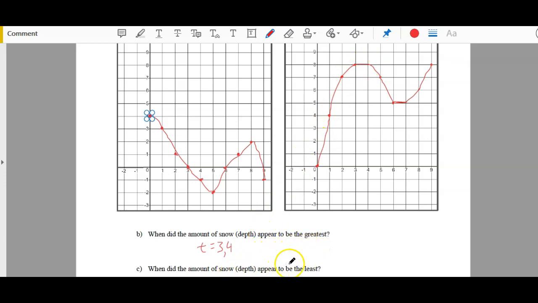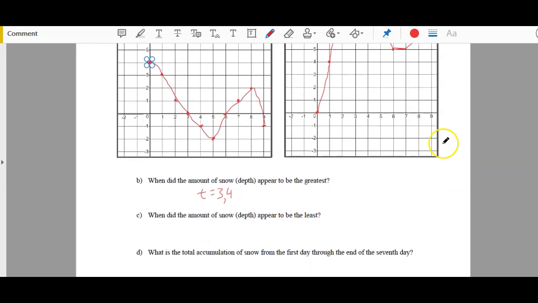When did the amount of snow appear to be the least? That is actually just when we started, right? So just because you go up and you go down doesn't mean you're going to get back to where you started necessarily. Maybe you will, maybe you won't, but for us it's going to be t equals 0. That's the least amount of snow. We accumulated some, but we never did lose enough to get back to where we were at the beginning.